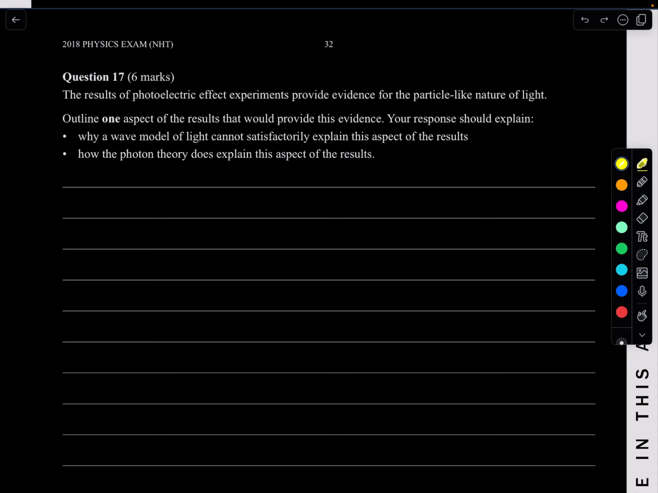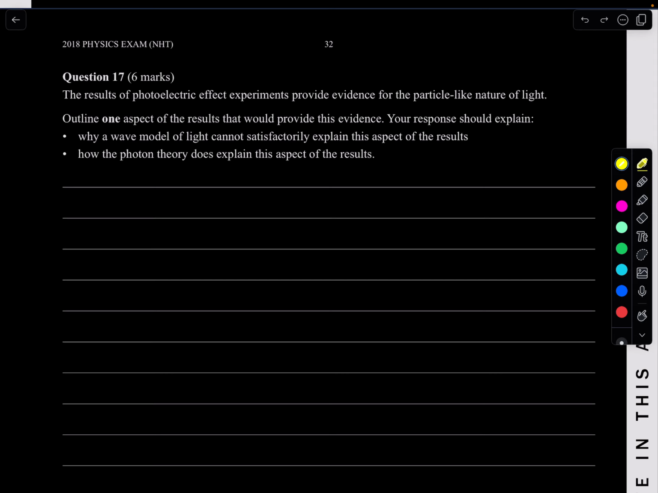There are only three things that the wave model predicts wrong, and it cannot satisfactorily explain why. Time delay; any frequency of light should produce a photocurrent; or the maximum kinetic energy of the emitted photoelectrons depends on the intensity of light. These are the things I've written in my summary sheet, and these are the three that you only need to know. Whenever you're in these questions, these are the points that you want to talk about.